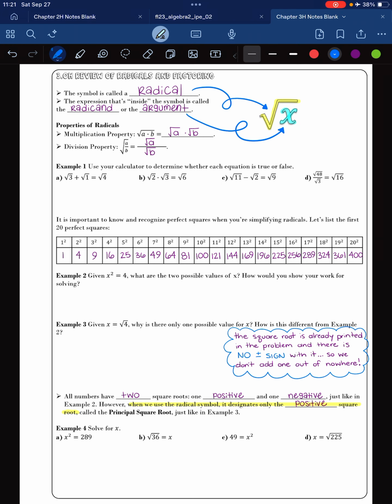But first, what is so important for you to embody in your soul is that these properties work for multiplication and division. They absolutely do not work for addition and subtraction. So let's look at why. Or really not why, but let's verify that they in fact don't work.